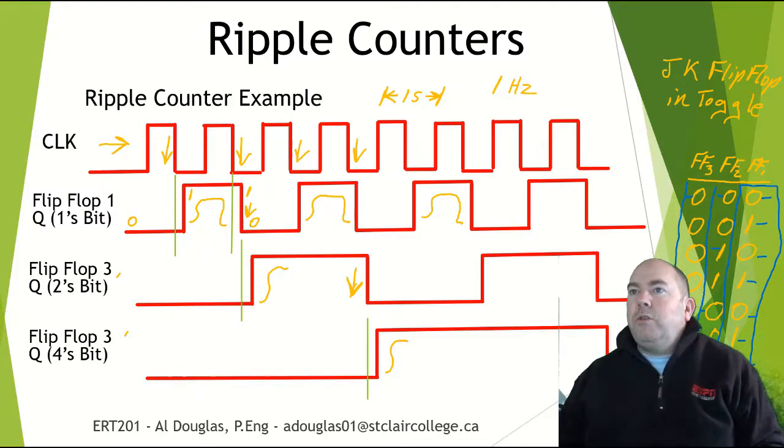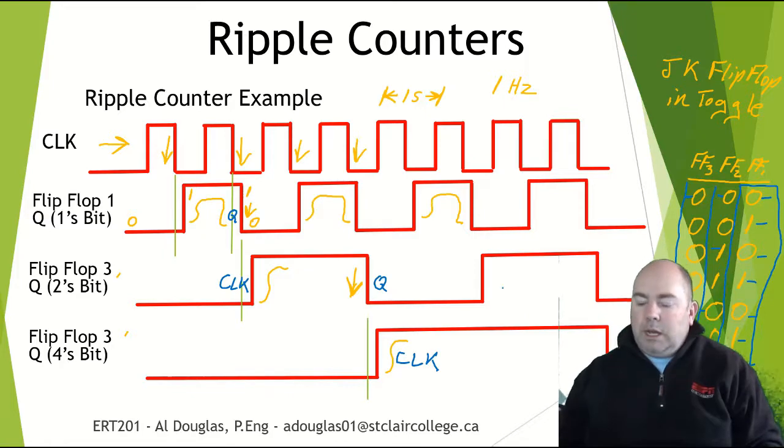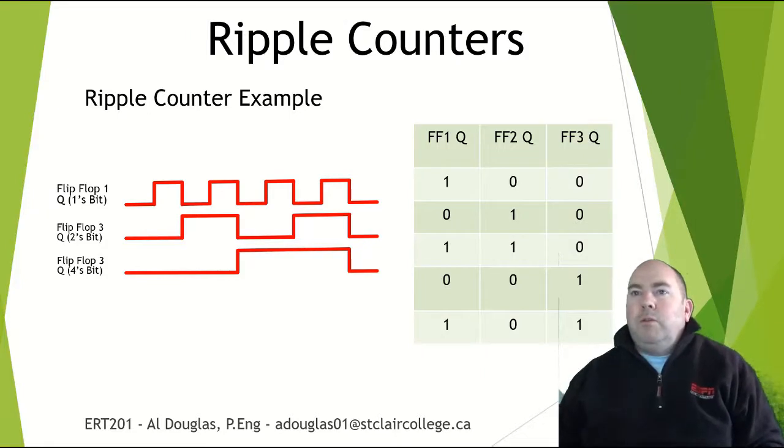Okay? So that's basically what these waves represent here, because the Q, so we're using the clock as the feeding the clock of the first one here. We're using the Q of this feeding our clock here. And we're using the Q of this one, feeding our clock here. Okay, and that is how we create this type of behavior here. And basically what we're generating by this is a table that is basically counting in binary. Okay, so that is essentially how a ripple counter works. So demonstrate it there.